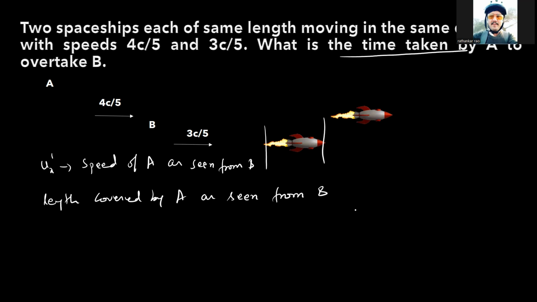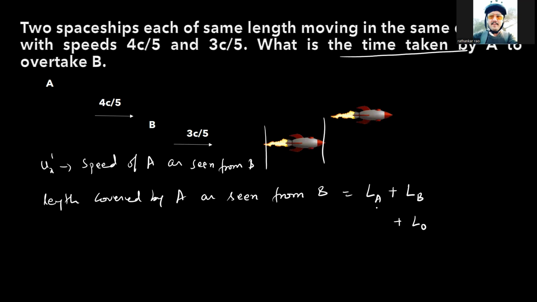We have to look at this also. The total length will now be equal to the length of A plus the length of B, so it should be the sum of these two. Now the length of B is nothing but your original length, the length of the spaceship in the rest frame, which is L0.